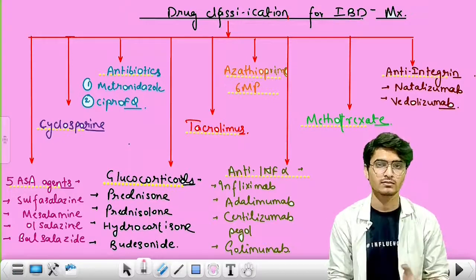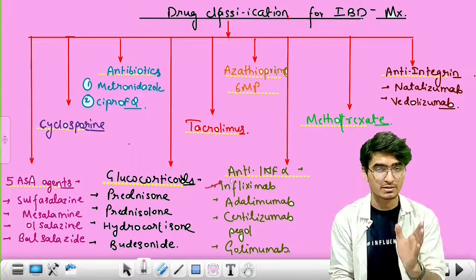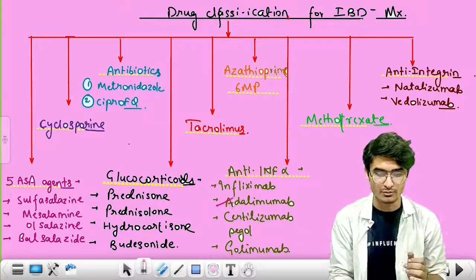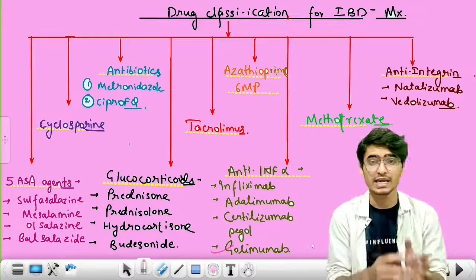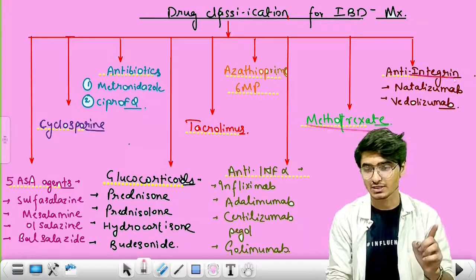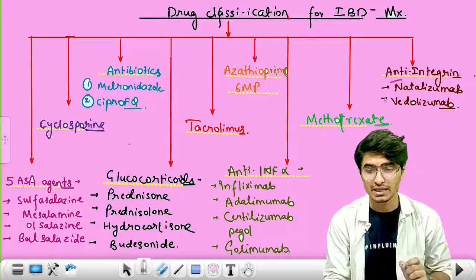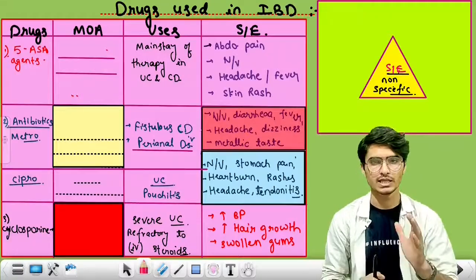are the examples of that. And then the anti-TNF alpha group in which infliximab is there, and subsequently adalimumab, certolizumab pegol and golimumab are the examples of that. And subsequently we have methotrexate and the anti-integrins in which natalizumab and vedolizumab are the examples of that. So guys, now we will go for the individual drugs.